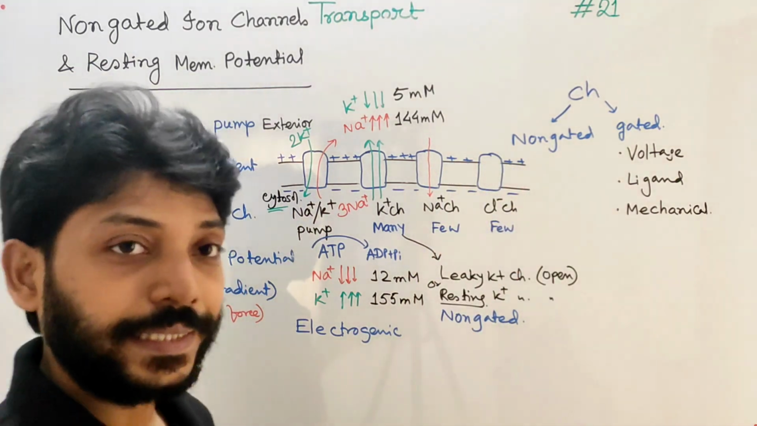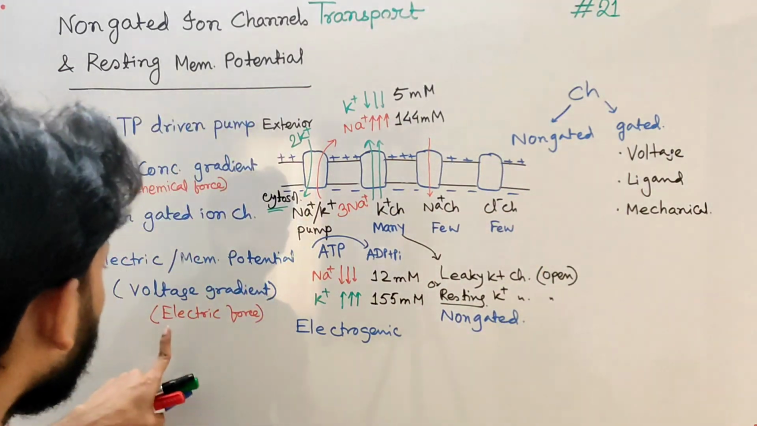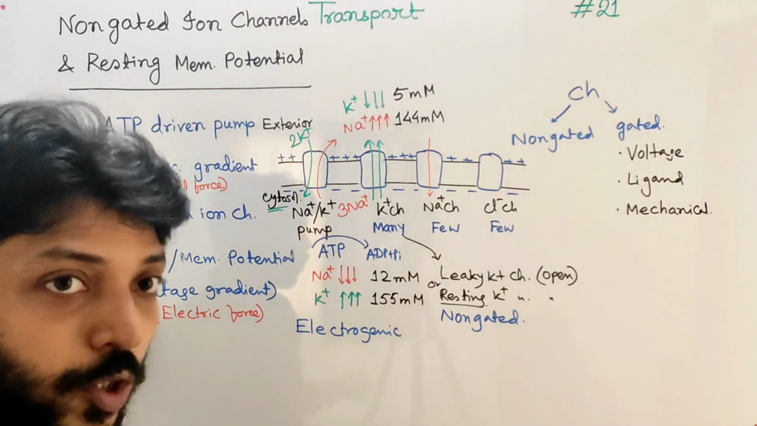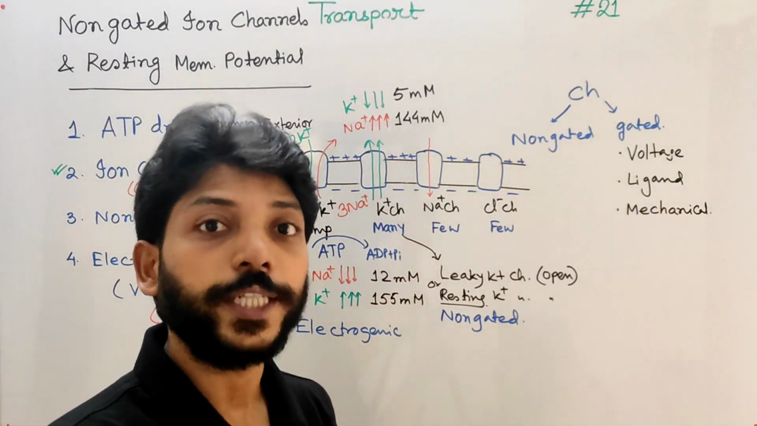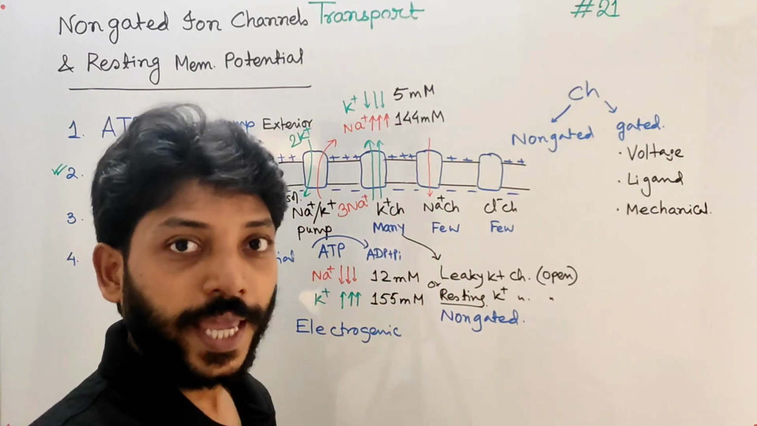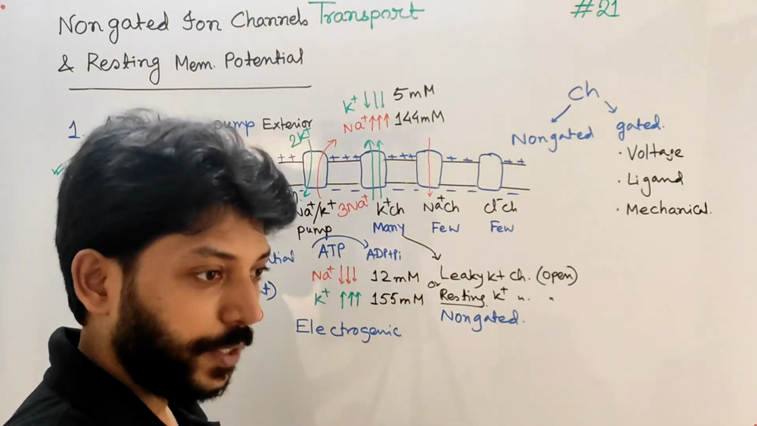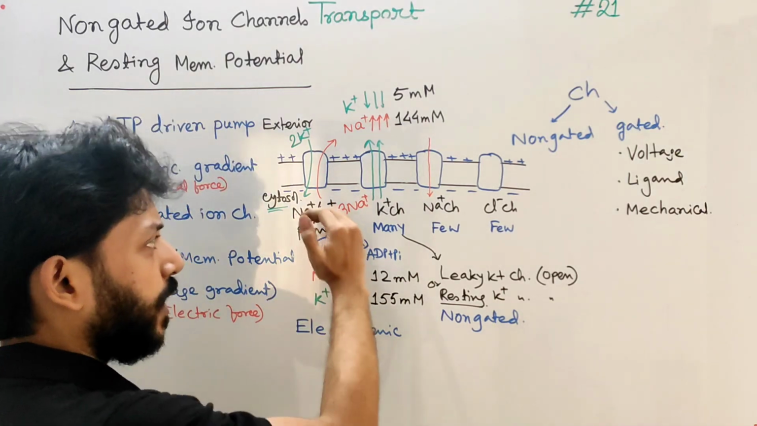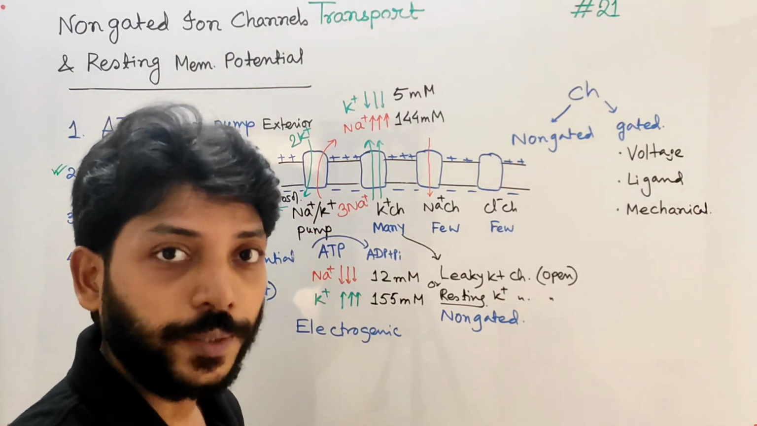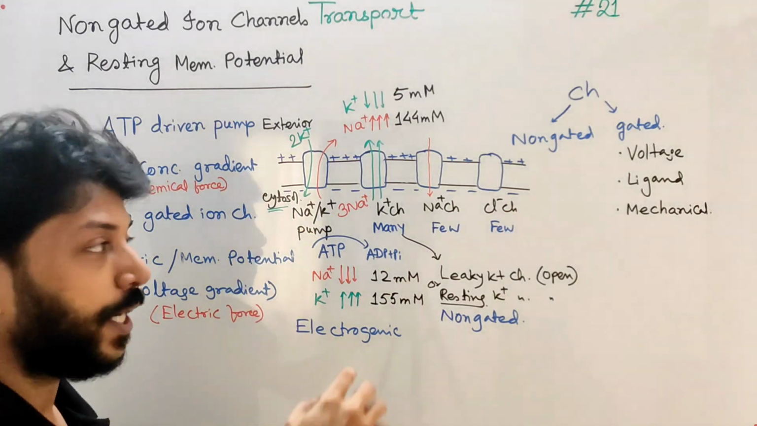But one thing we have to understand, this is the membrane potential or voltage gradient. What is a voltage gradient? In the case of electric or membrane potential or voltage gradient, there is a difference in voltage outside and inside, and that is started by this sodium potassium pump. But remember, only a very small fraction of the voltage gradient is generated by the sodium potassium pump.